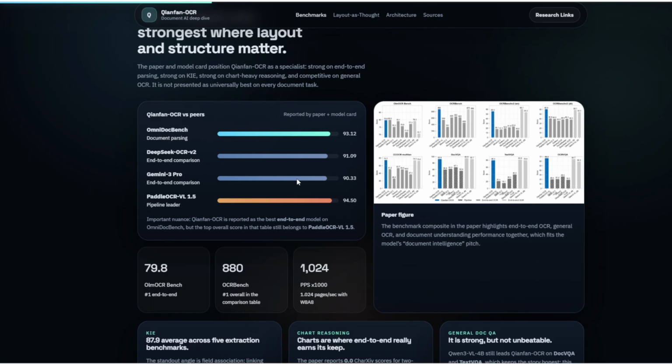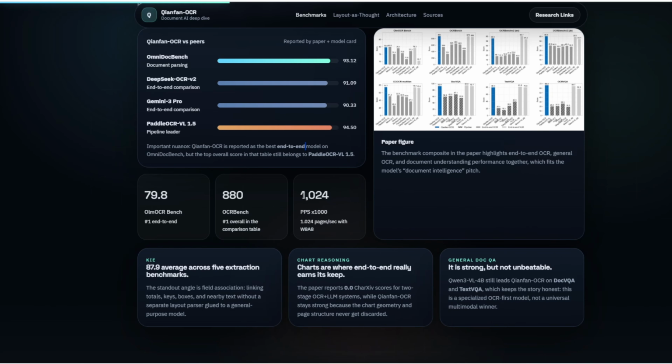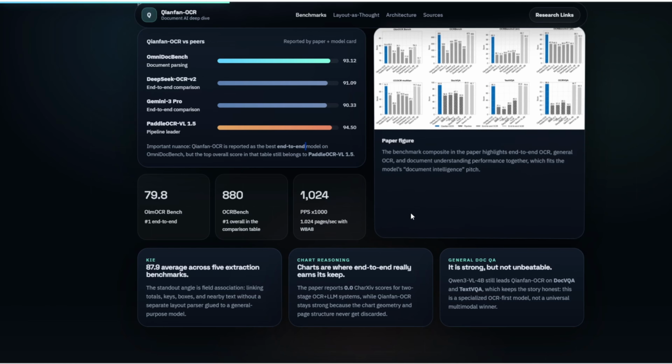Now, let's look at the data. On the OmniDocBench benchmark, this model hits a massive 93.12, outperforming Qwen2 VL, DeepSeek OCR, and completely crushing Gemini 1.5 Pro. But how does a lightweight 4 billion parameter model beat the massive tech giants?